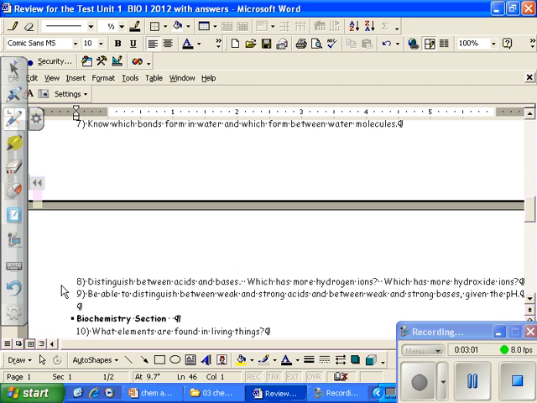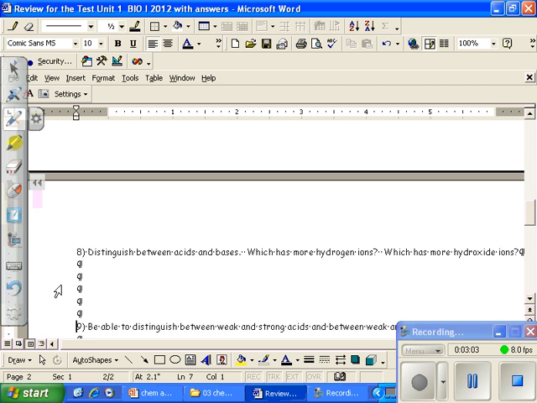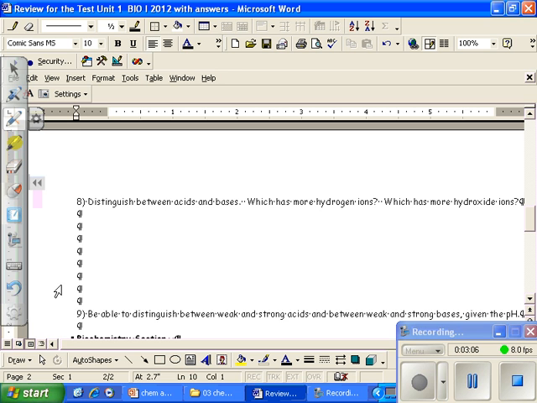Okay, number 8. Distinguish between acids and bases, which has more hydrogen ions and which has more hydroxide ions. An acid is anything that releases a hydrogen ion when it's in water. And a base is anything that releases an OH when it's in water. So an acid, for example, this thing is an acid, and I wouldn't expect you to know that until I draw the products. The products are the hydrogen ion and the chlorine ion. Here's hydrogen. By definition, an acid is something that releases hydrogen.